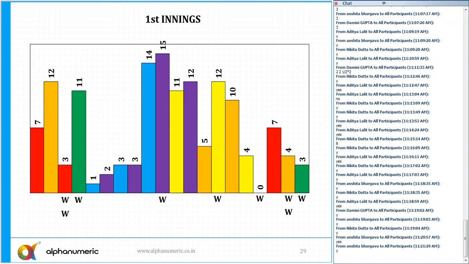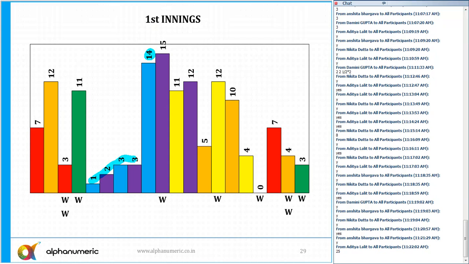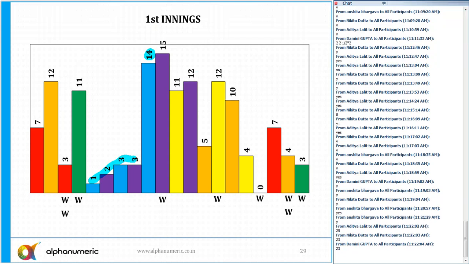So can anyone tell me? First inning. What is 1 plus 2 plus 3 plus 3 plus 14? Is it 25? Yes or no? Or more than 25? 1 plus 2 is 3, plus 3 is 6, plus 3 is 9, and 14 makes 23. So we are not sure. Okay, we are not sure.